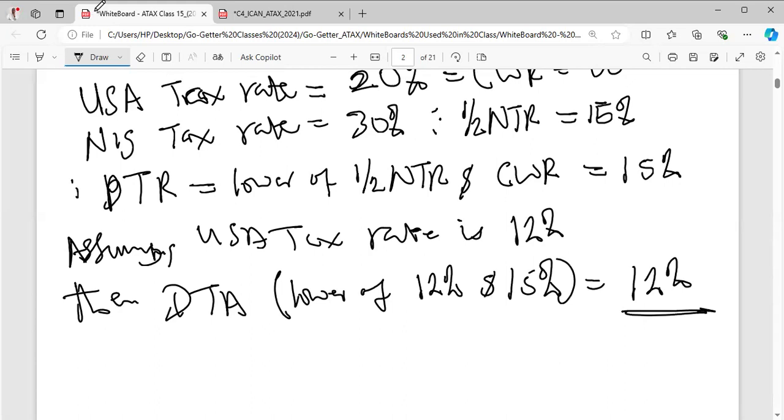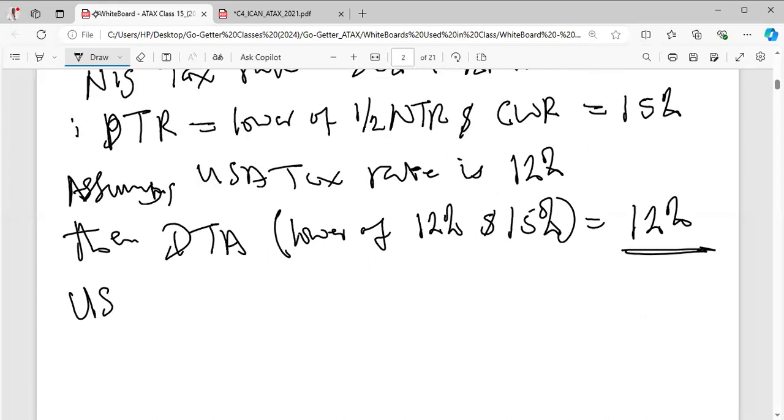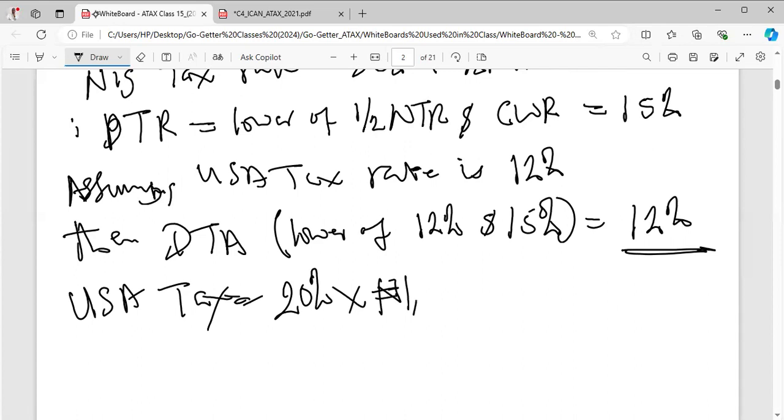So what this is saying here is that USA tax, let's use the first one, 20% of 1 million, I've converted it to Naira, the Naira equivalent. 20% of 1 million should be what?